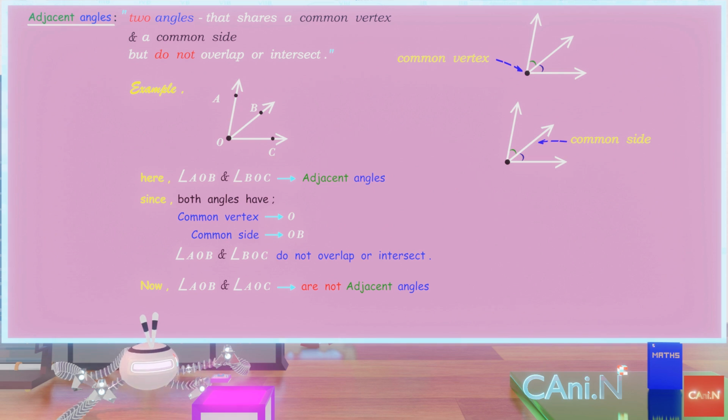Now, angle AOB and angle AOC are not adjacent angles, since angle AOB and angle AOC overlap or intersect each other.